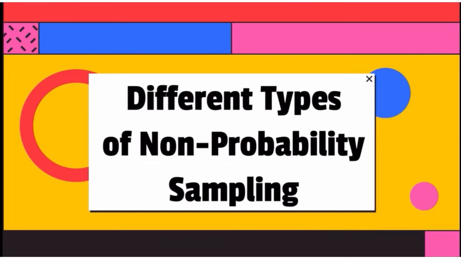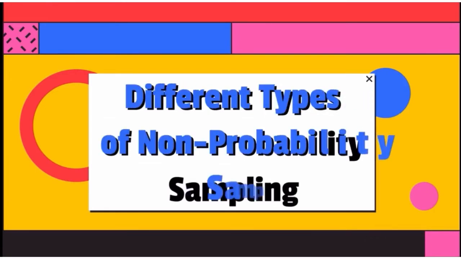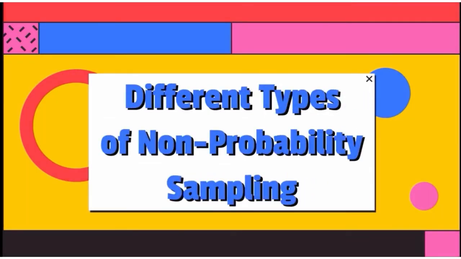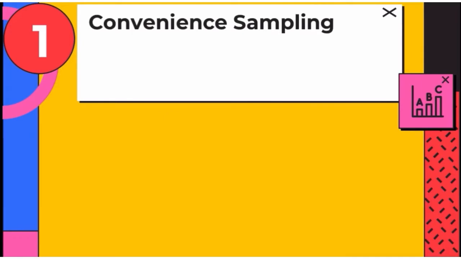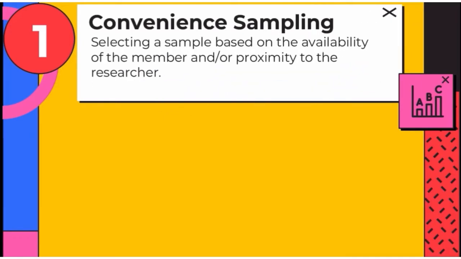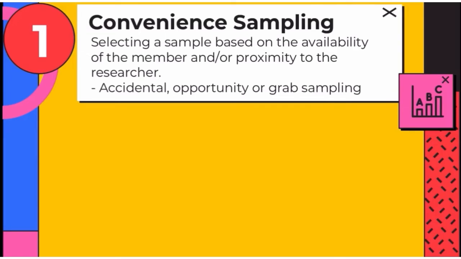So, for our next topic is the different types of non-probability sampling. Gaya ng diniscuss natin kanina, not every member of the population has the equal chance of being selected. Convenient sampling. Selecting a sample based on the availability of the member and or proximity to the researchers. Tinatawag din siyang accidental, opportunity, or grab sampling.